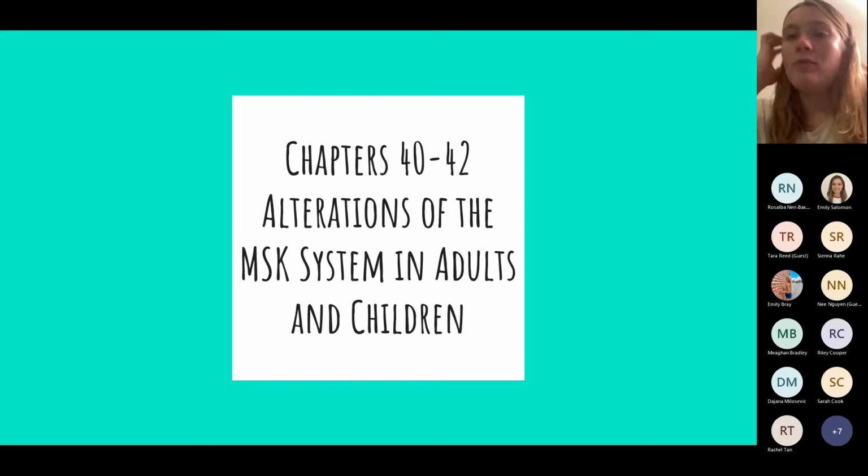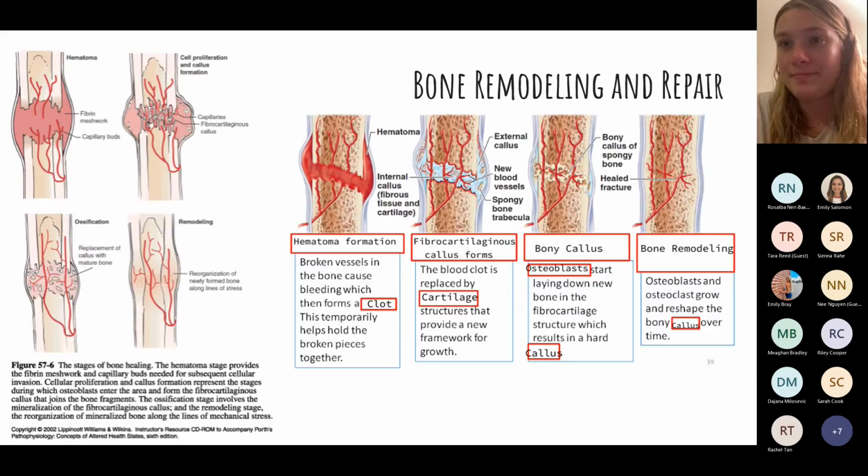So now we're going to move into our musculoskeletal and our integumentary portion of the review. When we talk about bone remodeling and repair, if we have any sort of fracture or damage to the bone, we have a few steps. I included this diagram from your textbook. I think it's really helpful.